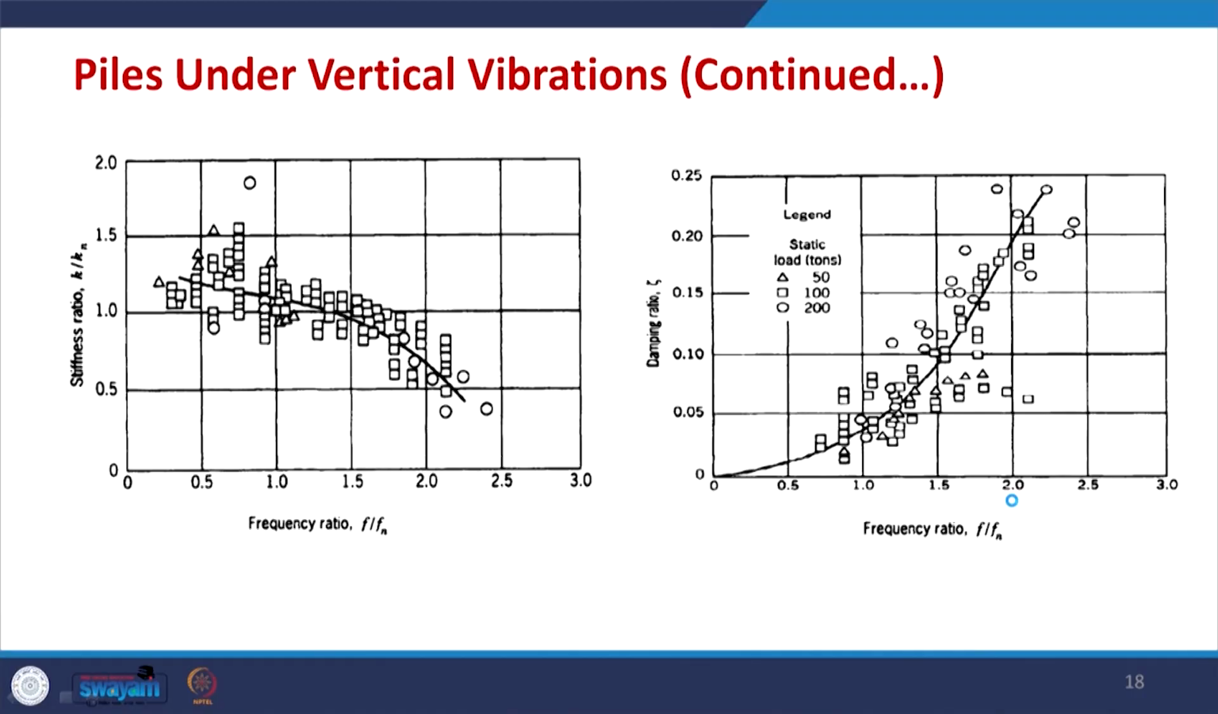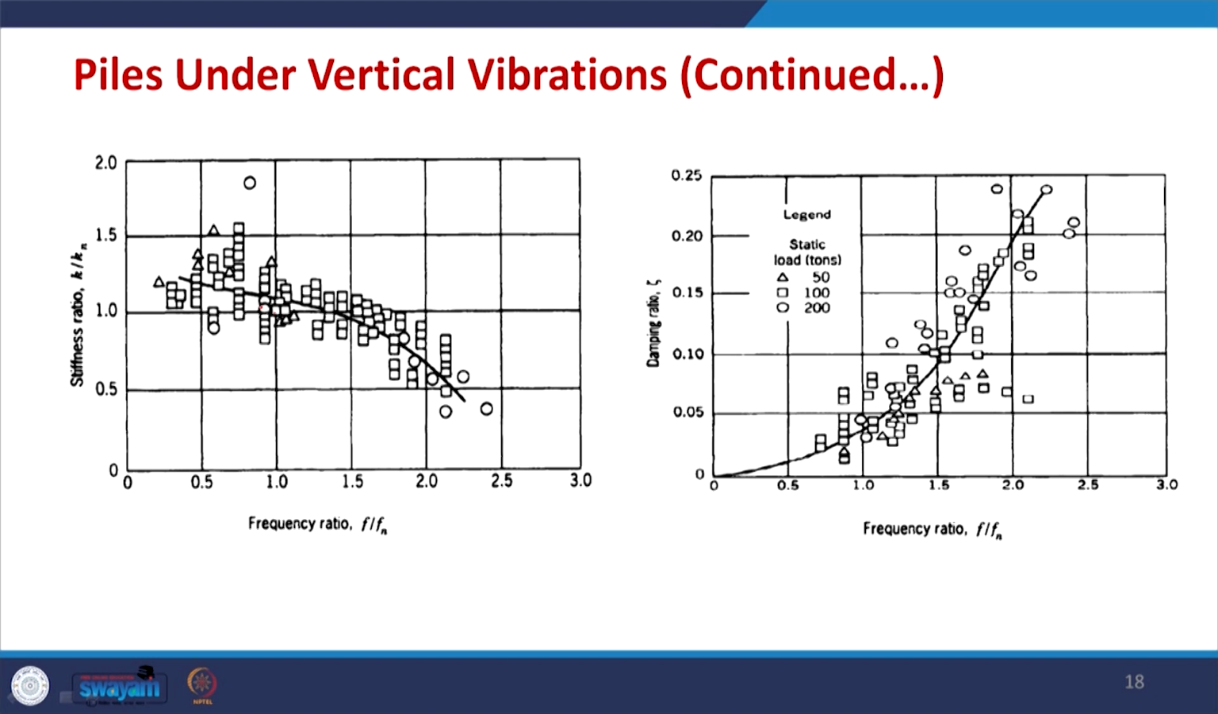So, you have this ratio K by Kn, which is varying from 0 to 2, while frequency ratio is 0 to 3 here. So, when frequency ratio f by Fn equals 1, then you could see that this would be, as expected, 1. When you have this ratio as 1, then naturally K by Kn should also be 1, which is shown here in the data, and the best fit curve has been used.